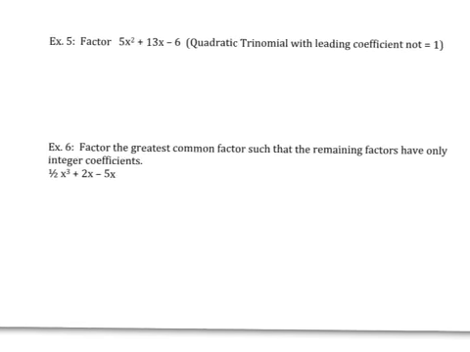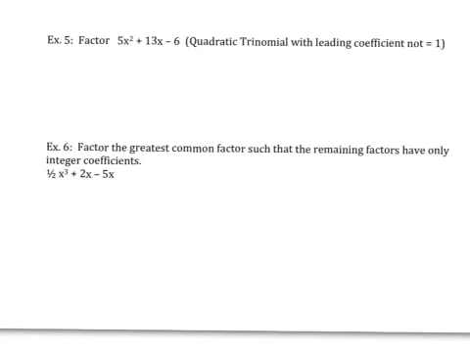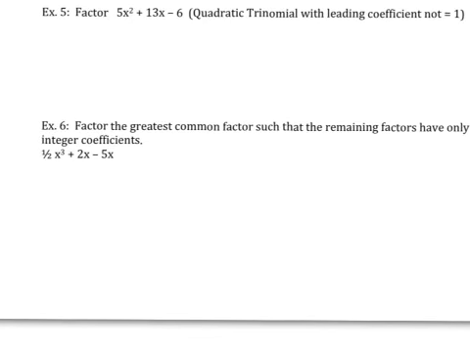Couple examples left. It says factor the greatest common factor such that the remaining factors have only integer coefficients. This should be, I screwed up, that should be 2x squared, by the way. My bad. Okay, so it says factor the GCF so that the remaining factors have only integer coefficients. Meaning I need to factor out this 1/2 right here. That's essentially what they're telling me, is that there's a fraction in that problem and I need to factor that fraction out. So my GCF would be 1/2 x.